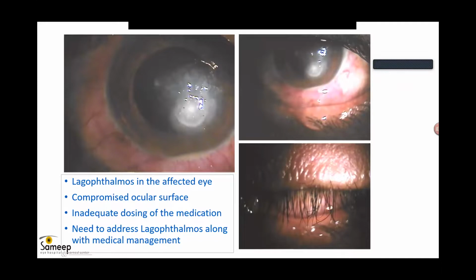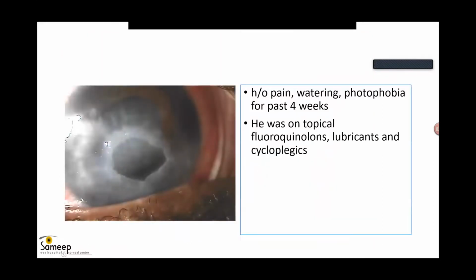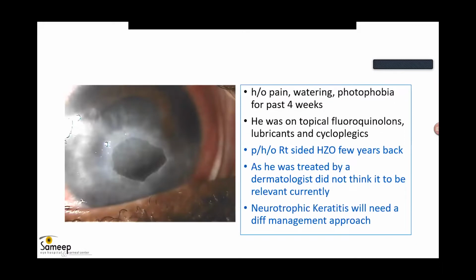Otherwise, these ulcers would never respond. So he needed a tarsorrhaphy along with medical management. This is another example of a patient who presented with a history of pain, watering, photophobia for the past 4 weeks. He was on topical fluoroquinolones, lubricants and cycloplegics, and he was referred for further management.